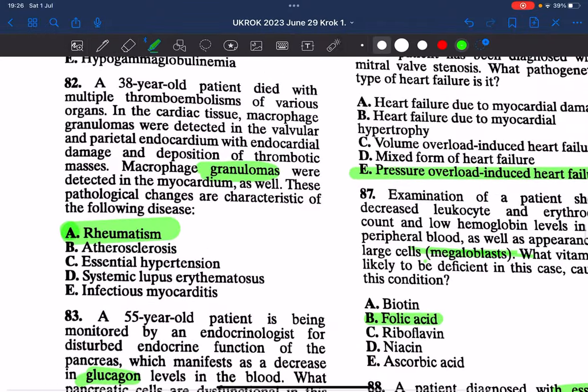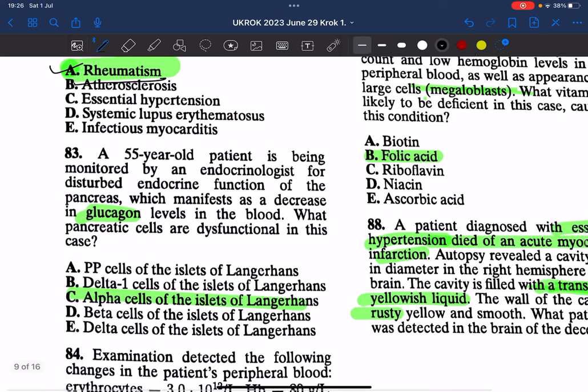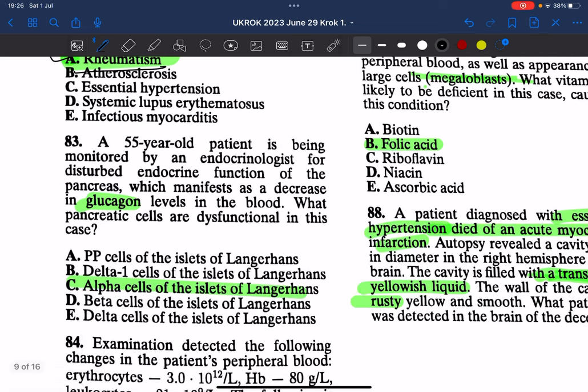Next, we have a patient who died with thromboembolisms. In the cardiac tissue we see granulomas, and that's what is most important for me, because of the answers, the one that can form granulomas is rheumatic heart disease, or rheumatic fever, rheumatism. So based on this, I can choose rheumatism. Glucagon is produced by alpha cells of the pancreas.